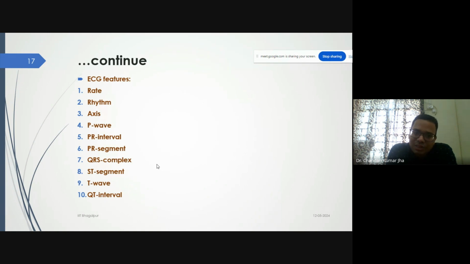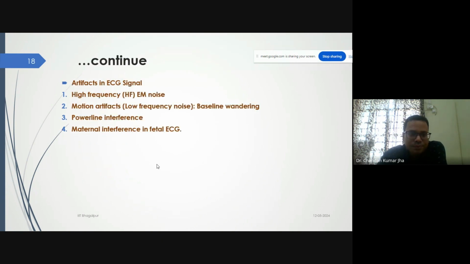And based on these features, by extracting them, from a technological point of view, any device can be developed to detect different heart diseases using the ECG signal. Okay, so these are the important features related to the ECG signal.